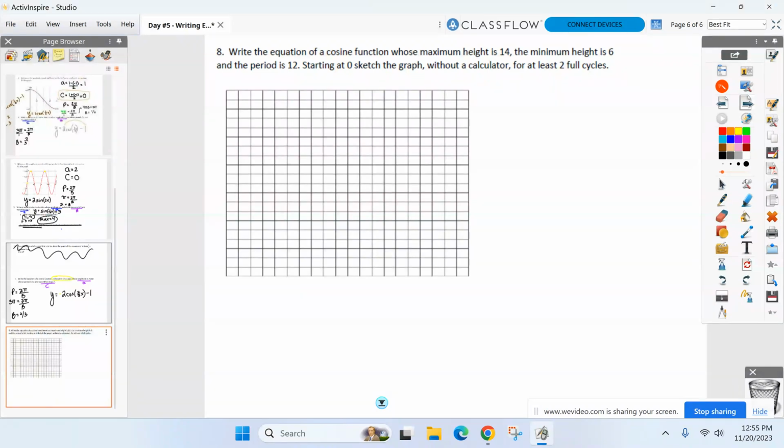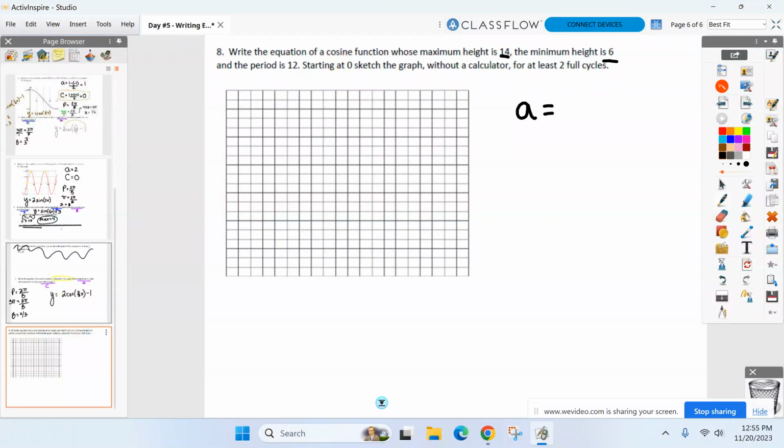Oh, you have no idea what you're in for. Let's do the equation first because I hate to break it to everybody. A, B, C, not even given. Nothing's given. I do know, though, I have a max of 14 and a min of 6. That should get you your A and your C value.